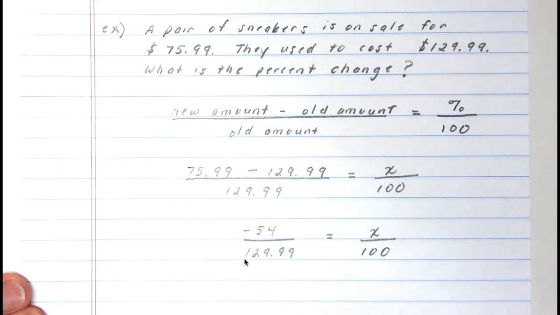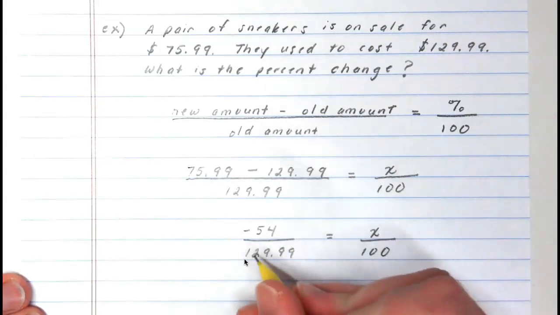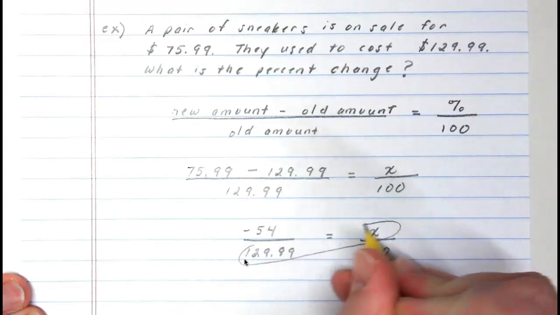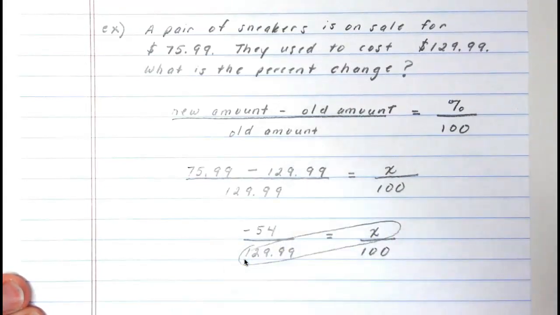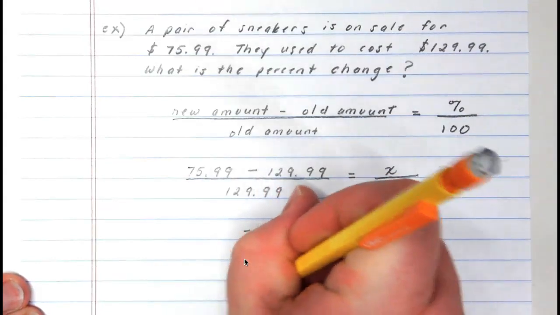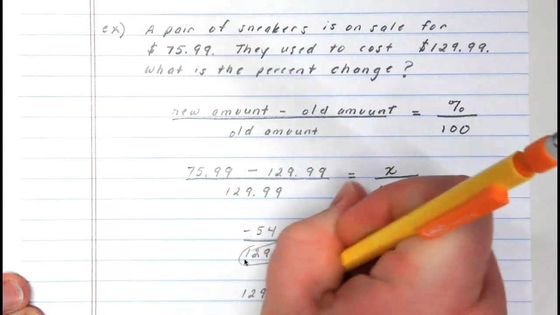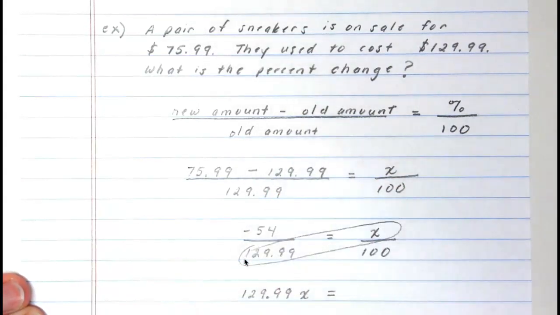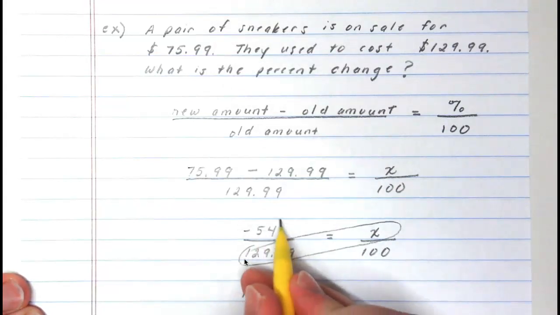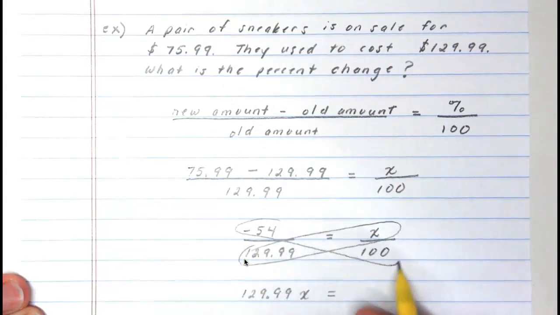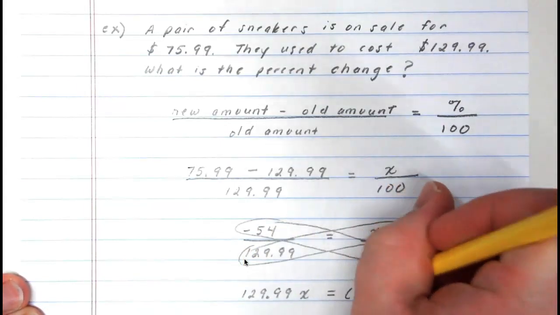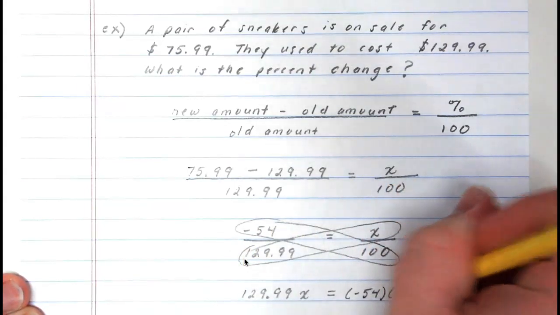Now we use what we call the cross product property. So we're going to multiply the denominator on the left by the numerator on the right. So 129.99 times X, that creates 129.99X. And that will equal the numerator on the left and the denominator on the right, negative 54 times 100.